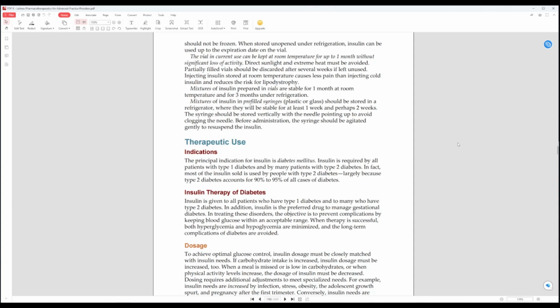The syringe should be stored vertically, with the needle pointing up to avoid clogging the needle. Before administration, syringes should be agitated gently to resuspend the insulin. This is one of the few sections where you can tell the book is slowly out of date, because insulin pens no longer come with a single syringe. We can simply swap out the needles, so that's not 100% accurate for 2025.